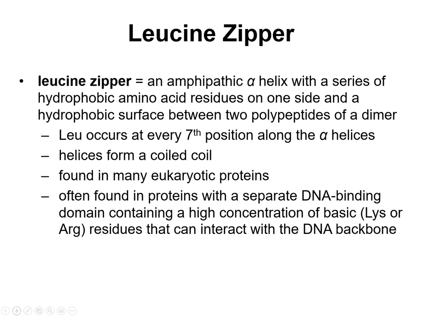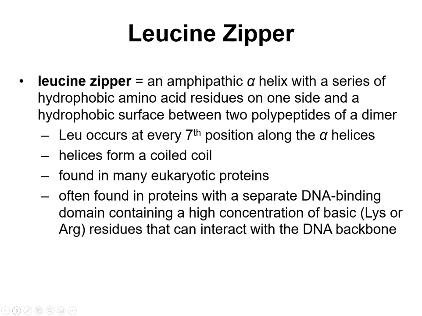The leucine zipper is a very common one. It's got a lot of leucines in it, hence the leucine zipper. It was initially thought that the structure literally had the leucines kind of interweaving, but it's not exactly the case. But anyhow, this is an amphipathic alpha helix with a series of hydrophobic amino acid residues on one side and a hydrophilic surface, and then you've got polypeptides of a dimer. So we literally have two polypeptides coming together and interacting with each other.